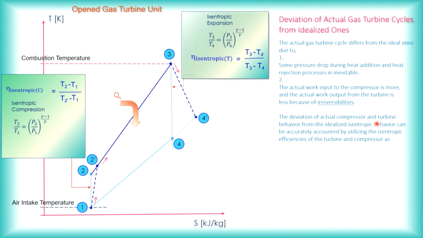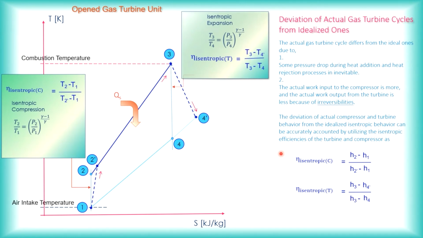Now, the deviation of actual compressor and turbine behavior from the ideal isentropic behavior can be accurately accounted for by utilizing the isentropic efficiencies of the turbine and the compressor. So that is what is given. This is in terms of H, the enthalpy. And we know that enthalpy H can be written as CPT, the specific heat capacity at constant pressure multiplied by the absolute temperature. So we can convert this into this form as well.